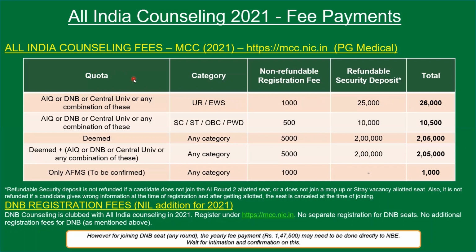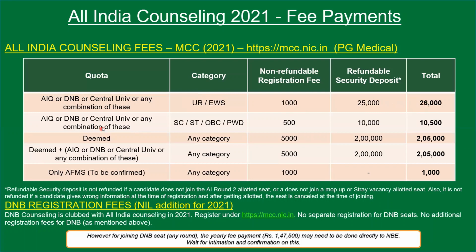Now, let's say you're a candidate who is looking at All India quota or DNB quotas, DNB seats, or you're a candidate from Central University who's looking at Central University seats, or you're someone who wants to look at AAQ, DNB, and Central University seats if it is a Central University candidate. So any combination of these, when you select during registration, and if you are a general category candidate, basically an EWS candidate, you pay a registration fee of 1,000 rupees and then a refundable security deposit of 25,000 rupees, and a total of 26,000 is what you pay towards registration.